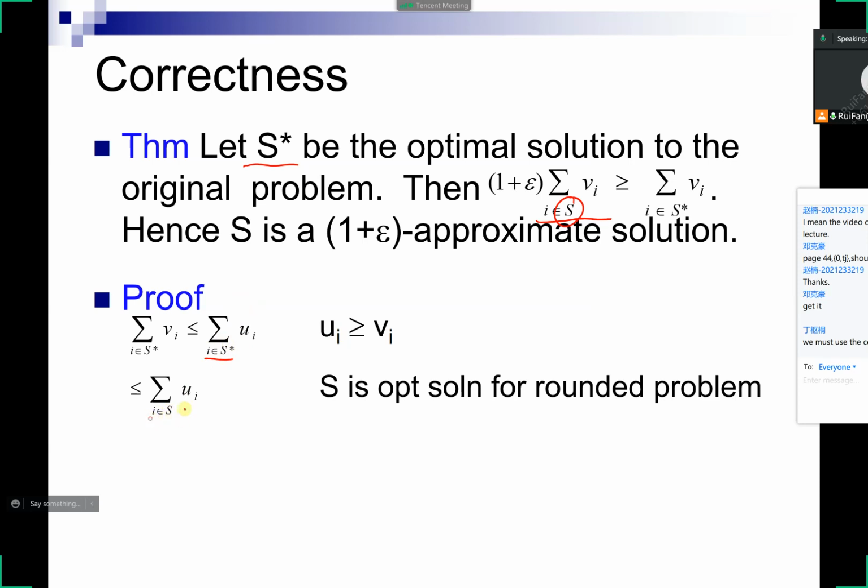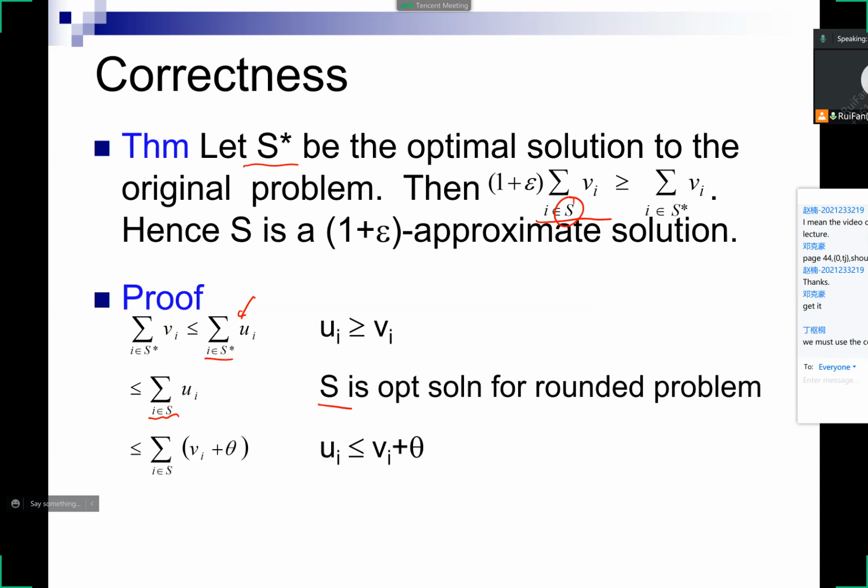Right, and so now we know that when you add up the u values using S star, and you compare that to adding up the u values using S, this first one is going to be no more than the sum over S. This is because S is an optimal solution for these u values, whereas S star is an optimal solution for the v values, but it might not be an optimal solution for the u values. S is an optimal solution for the u values.